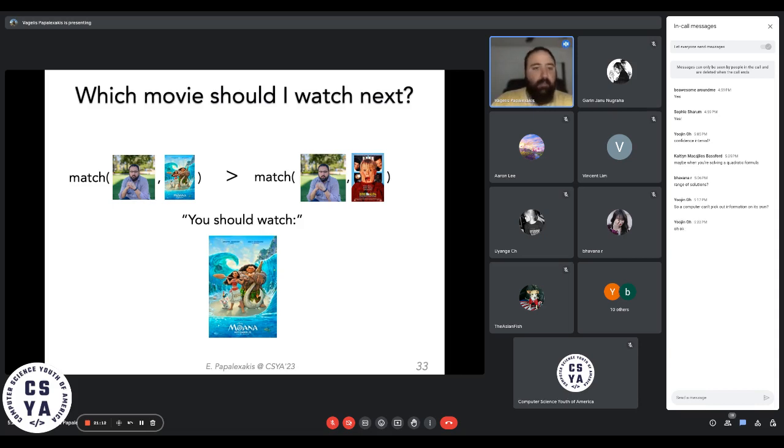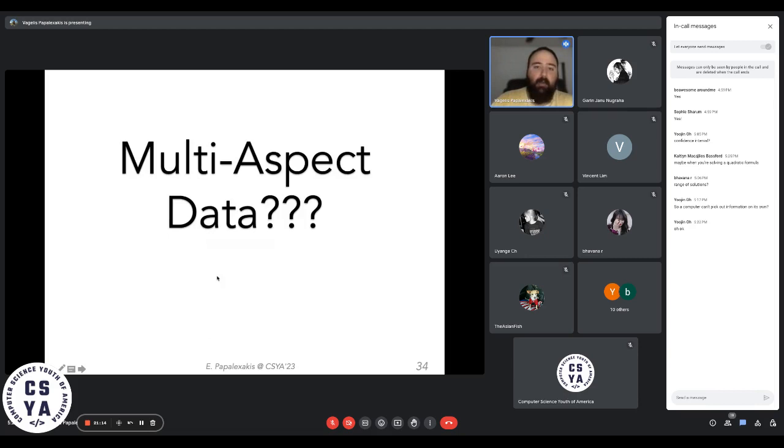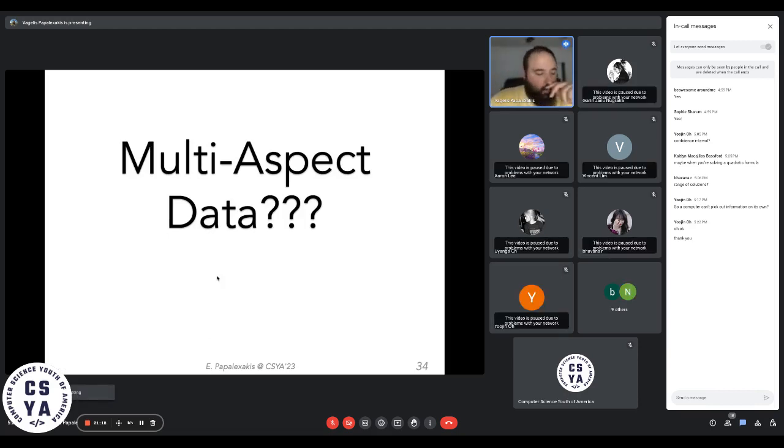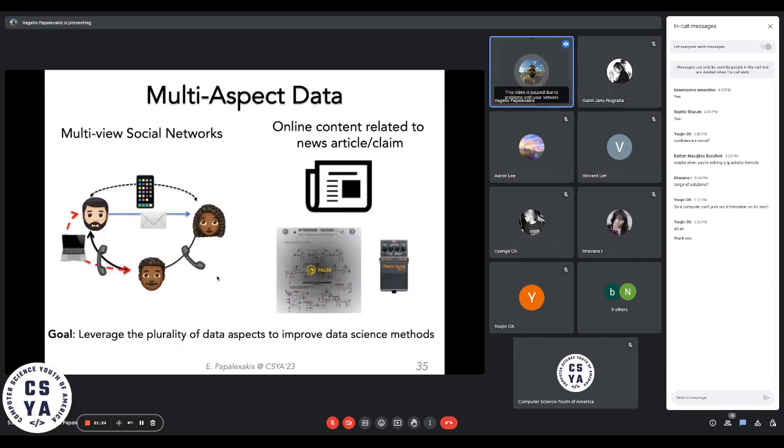So let me go back to my slides and go back to the title of my talk, which is multi-aspect data. So we saw data science, we saw data. What is multi-aspect? What does this thing even mean? You can think of it as introducing the plurality and heterogeneity of data that we have in the real world, and not simplifying the representation of the data that we have.